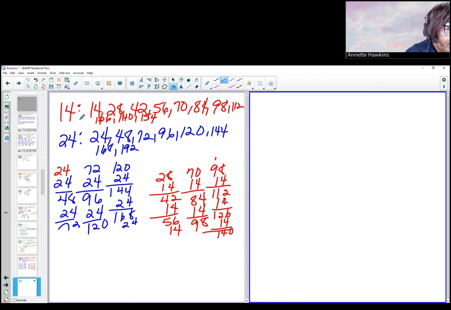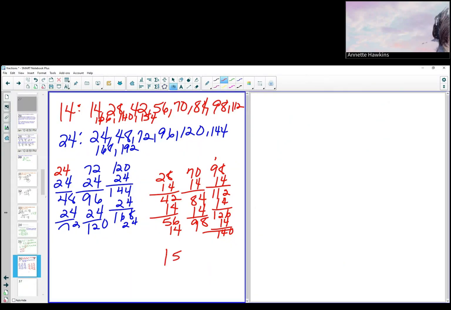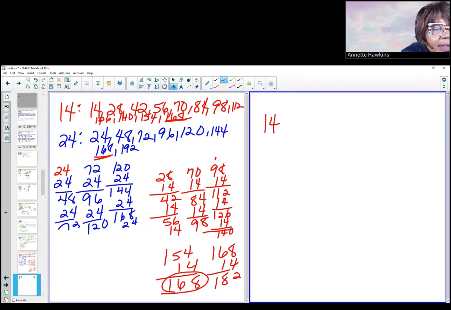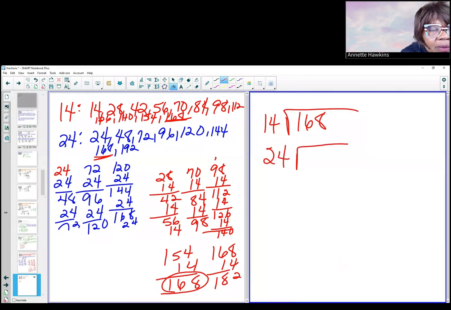All right, so that's 154. Add 14, 168. And 14, 182. Let me go back and check this. This is 190. Oh, we got it right here. 168 right here. Okay. So that is the smallest number that 14 will divide and 24 will divide.